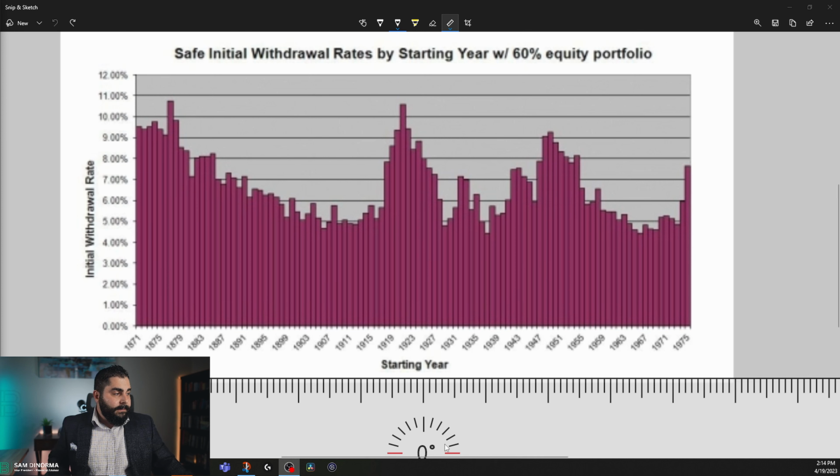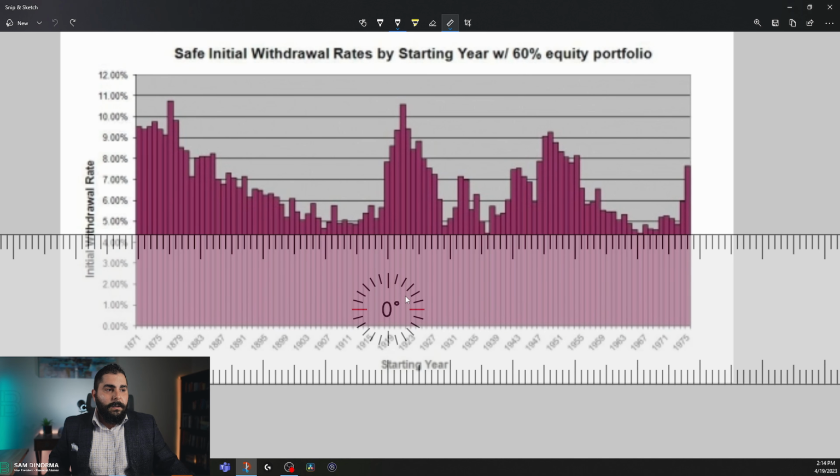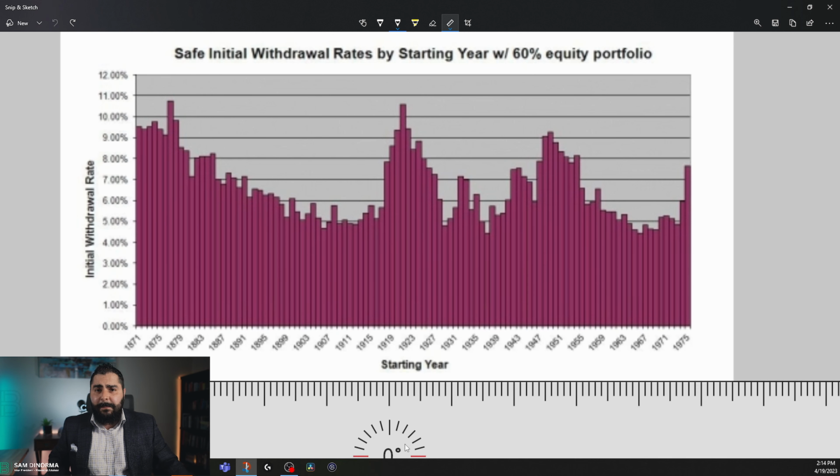Okay, so we've got our nice little ruler tool here. Let's take a look. So what we can see is that if we butt it up against the lowest distribution rates, it's about 4.5%. So that means that going all the way back to the year 1871, there was not a 30-year window where a 4.5% distribution rate failed to get you through the end of a 30-year retirement window, okay? There were a lot of years that were significantly higher, and the average is about 6.5%, but that's not what we care about, right? What we want to know is what was the lowest distribution rate during the worst case scenario, right?